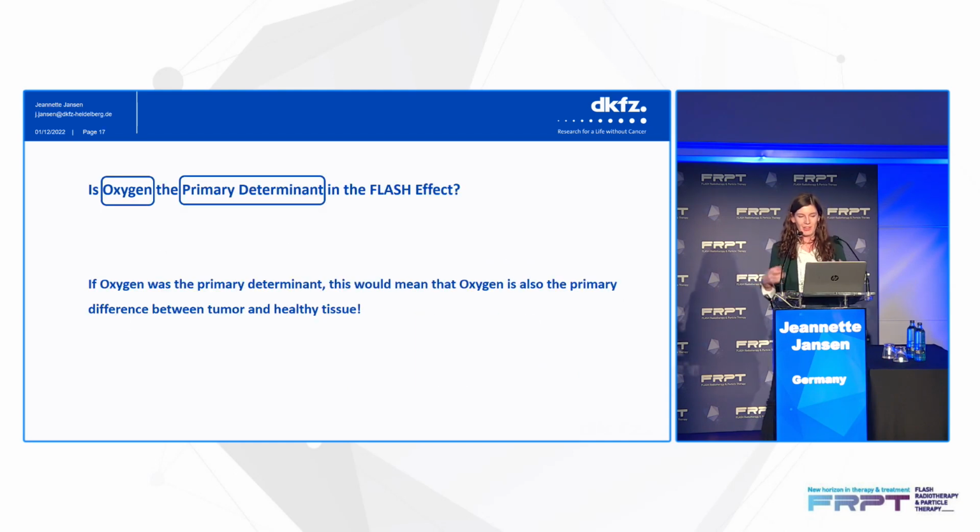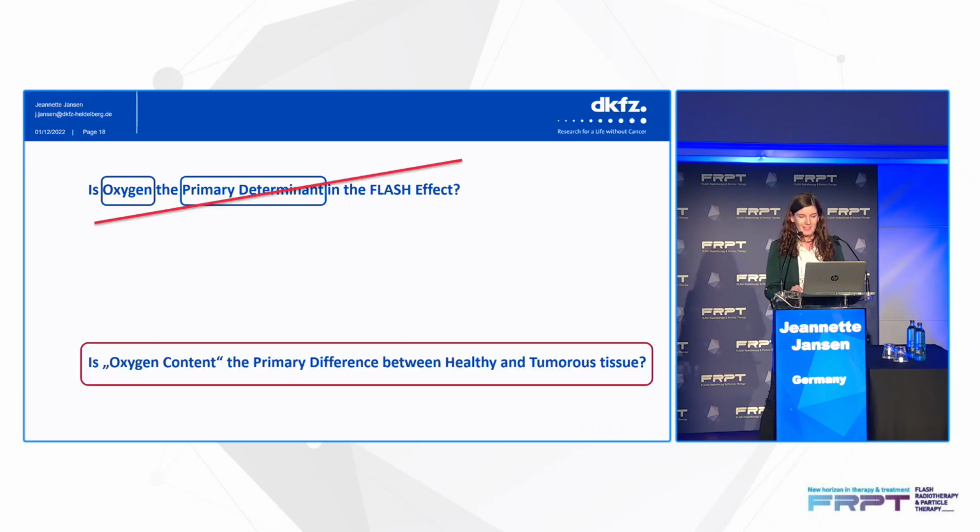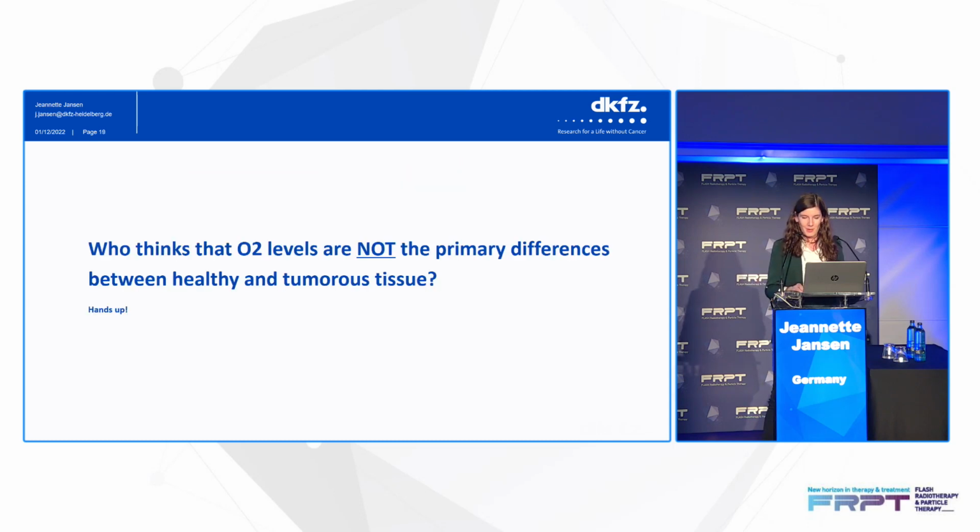So when I ask, is oxygen the primary determinant in the flash effect, I would say this means that oxygen should be the primary difference between tumor and healthy tissue, which I would highly doubt. And for that reason, I would like to rephrase the question and ask, is oxygen content actually a primary difference between healthy and tumor tissue?